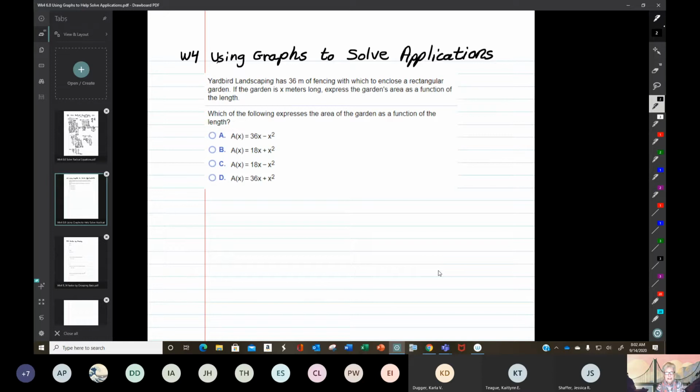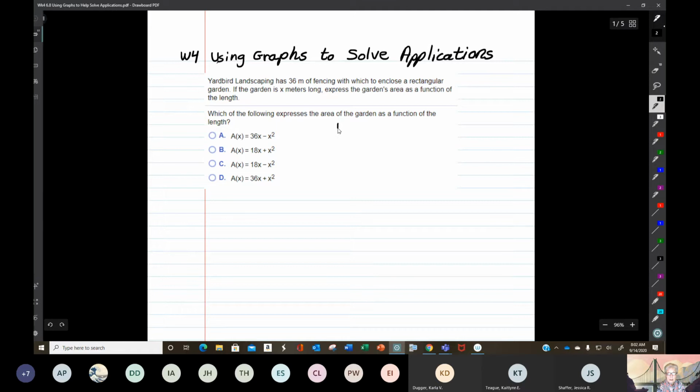So this is to get you ready for some problems you're going to see in the near future. Okay, Yardbird Landscaping has 36 meters of fencing with which to enclose a rectangular garden. Now, what do you know immediately? You're dealing with a rectangle. You're dealing with fencing. Fencing is always perimeter. So you're going to be dealing with the perimeter. I know it says area, but for the moment, what you've been given is the perimeter. And the fact that you've got a rectangle.